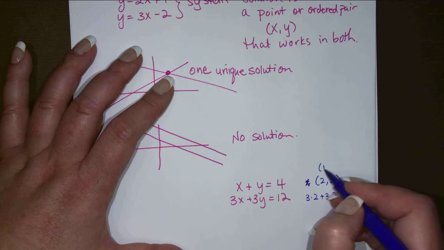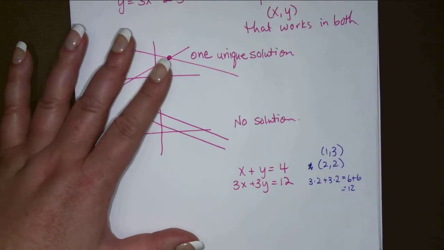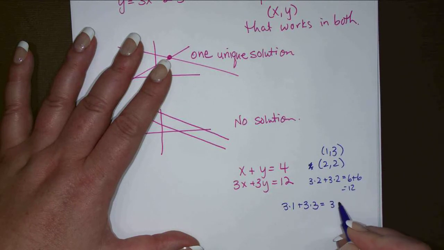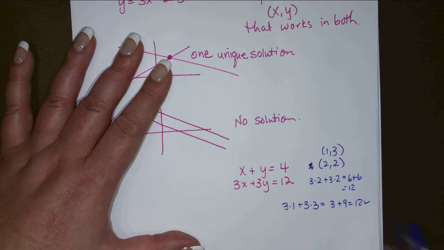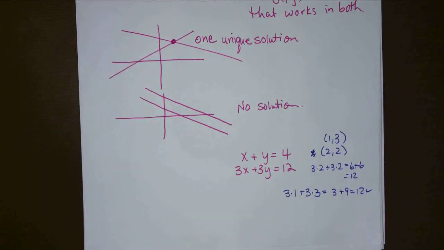What about the point 1, 3? That works in the first one. Will it work in the second one? 3 times 1 plus 3 times 3 is 3 plus 9, which is 12. That works in the second equation. I could go on forever, because I didn't change the equation, I just changed the way it looks, but it's still the same equation. Okay, you can multiply both sides of an equal sign by a number or divide both sides by a number, and it's still the same thing.